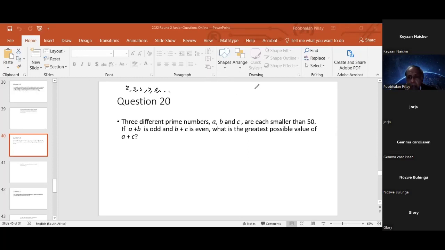The last prime number before 50: 50 is not a prime number. 49 is not a prime number, it's 7 times 7. 48 is not a prime number. 47, if you try to factorize 47, you won't get an answer. So this is prime.